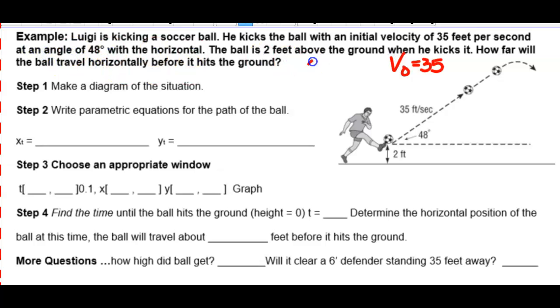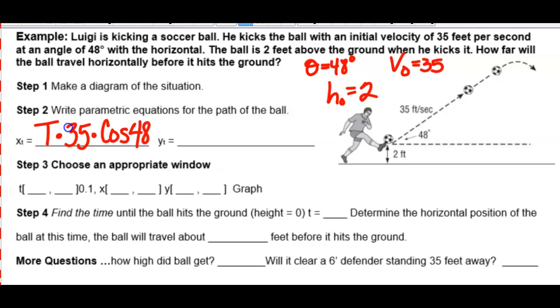At an angle theta of 48 degrees with the horizontal, and when he kicks it, the ball was 2 feet off the ground, so the initial height was 2. So we're going to put all these into the equation. Remember, the x was t times v sub 0 times the cosine of the angle. And remember, x and cosine are always together. Y and sine are together.